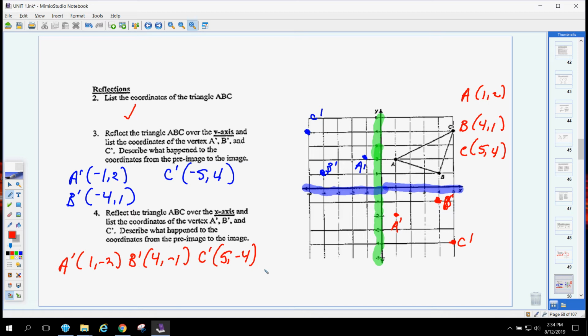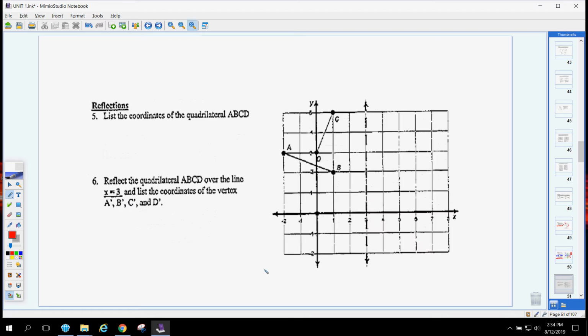All right, moving on. List the coordinates of A, B, C, D, and we're going to reflect those over the line x equals 3. Well, okay, the coordinates of A is, here's our origin right here, and it's negative 2 and up 1, 2, 3. So it's negative 2, 3.